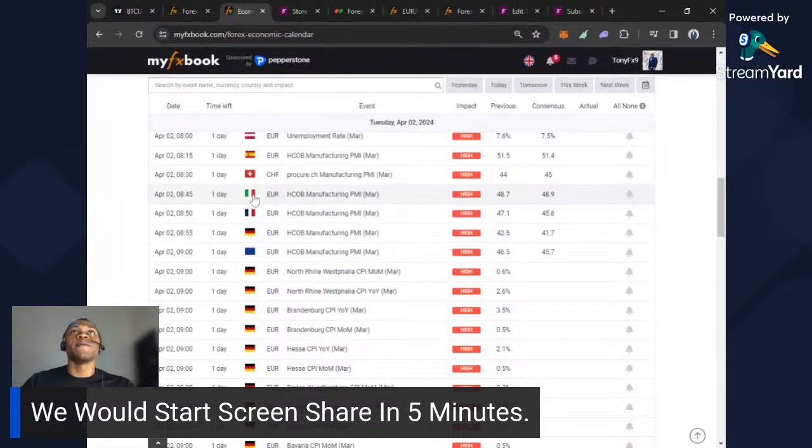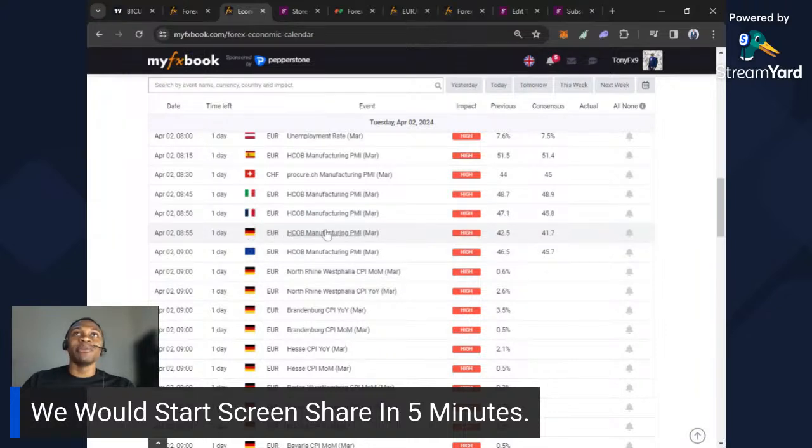Then here is Italy. By 8:45 we have Italy manufacturing PMI. If you see a figure higher than 48.9, it is good for the euro. But if you see a figure lower than 48.9, it is bad for the euro. So we have France HCOB manufacturing PMI by 8:50. This is just coming in a 15 minutes gap and 5 minutes gap. Interesting. So manufacturing PMI for France, if you see a figure higher than 45.8, it is good for Europe. But if the figure is lower than 45.8, it is bad for Europe.